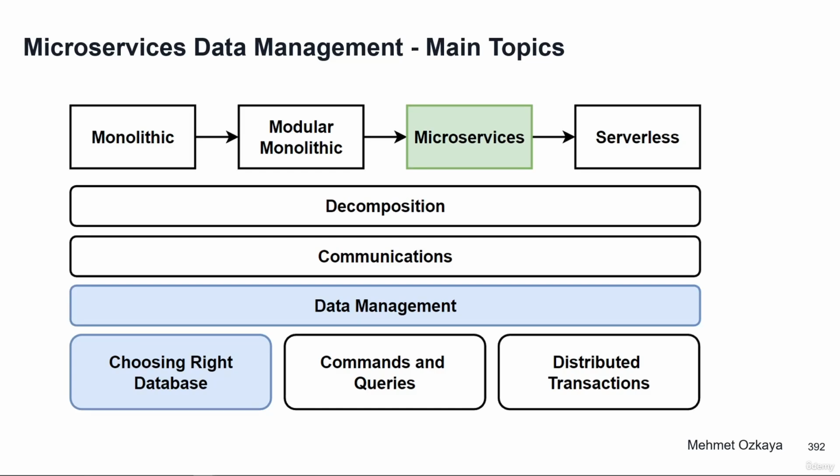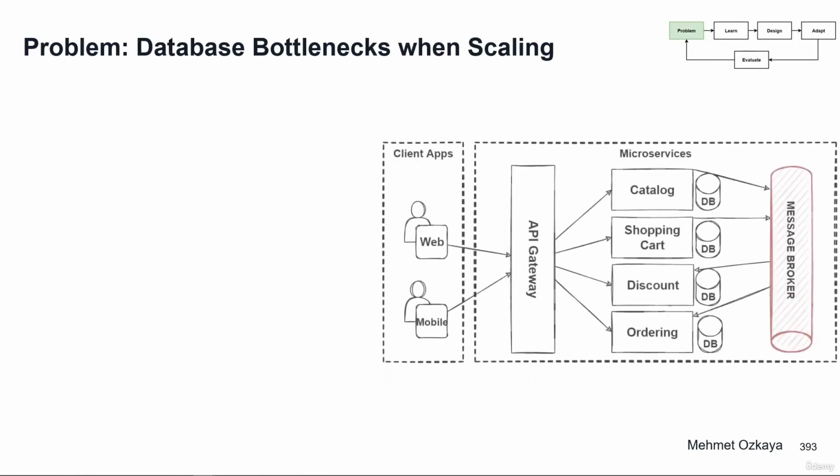So why do we need to manage data in microservices? Because data creates many problems in microservices, and we need to solve these problems. Let's remember our problem: databases create bottlenecks when scaling. When we are designing an e-commerce application using microservices, one of the important problems is databases. That means the database becomes a bottleneck when we try to scale our microservice applications.